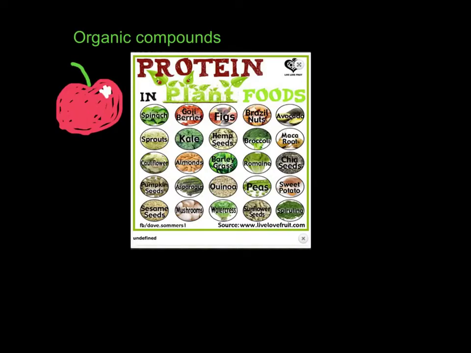Organic compounds contain carbon and hydrogen. They are within living things. There are different kinds of organic compounds. Some examples are carbohydrates, lipids, protein, and nucleic acids.